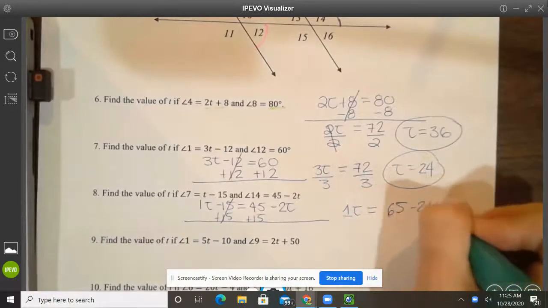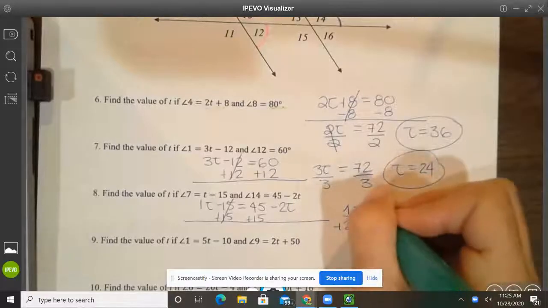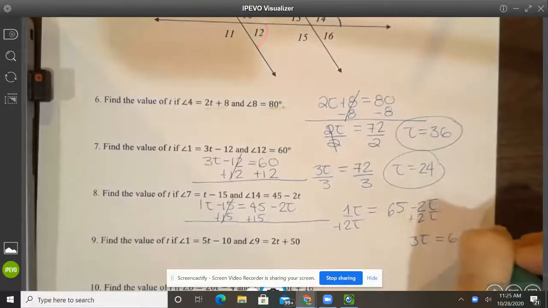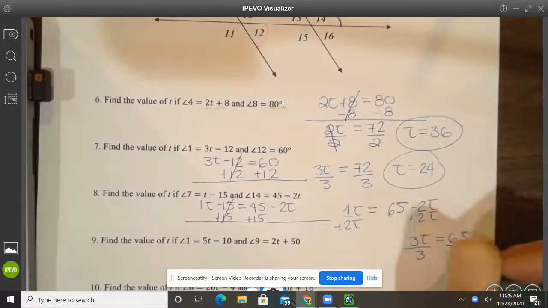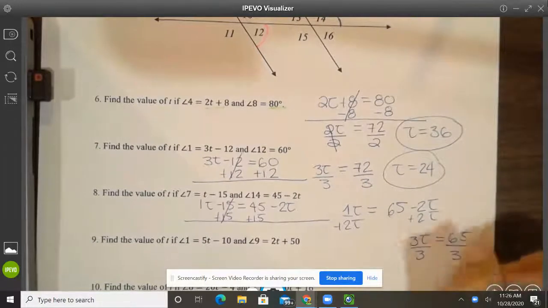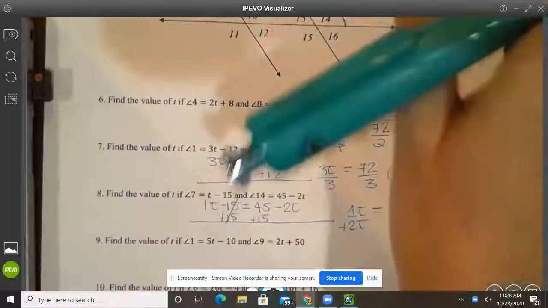Then we add 2t to both sides, and that's 3t equals 65. And then you divide by 3. And 65 by 3 is 21.6. All right, so I hope this helps.